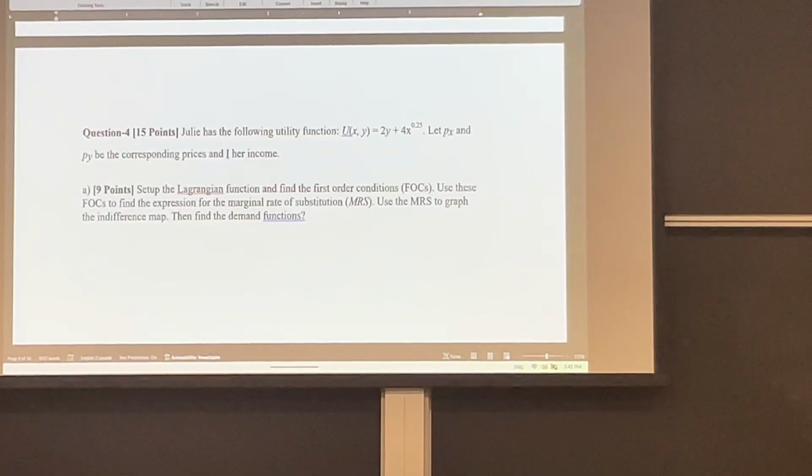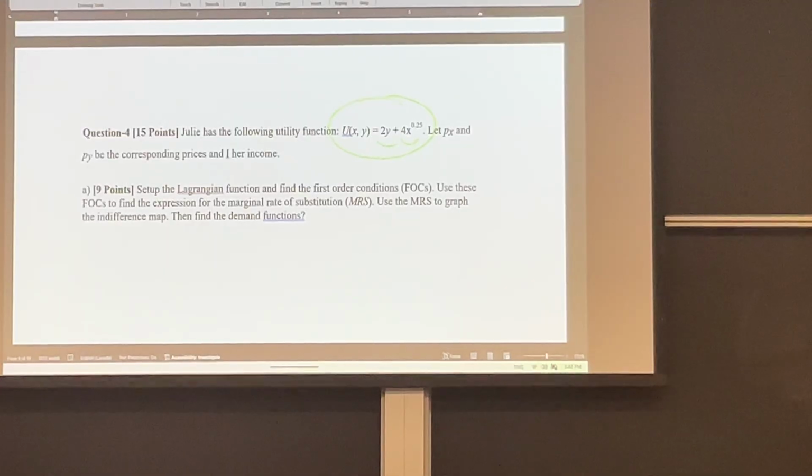Number 4 is what we call quasi-linear. It's linear in y, not x. And we know already quasi-linear may give us a corner solution. Anything that can give us a corner solution will give us a kinked demand. That's the intention of this question. I'll run you through it all the way to the end.